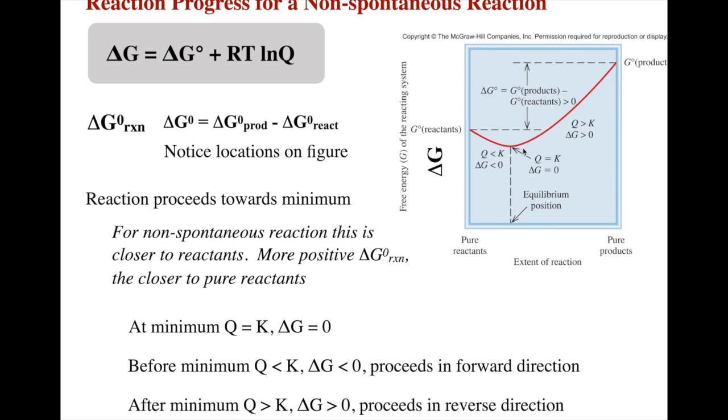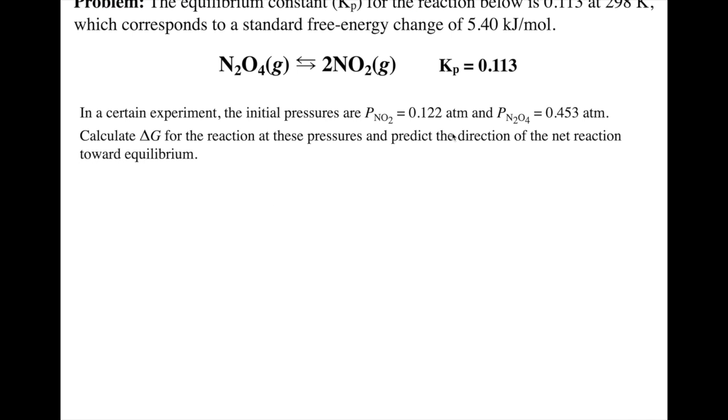But depending on the location of this minimum, if it's away from pure reactants a little bit, that means that you set up a true equilibrium where there's some reactants and some products. If the minimum was over here right at pure reactants, like this curve came down, it hit a minimum right there, then it would be basically no reaction. We wouldn't even set up an equilibrium. So here is one more problem.